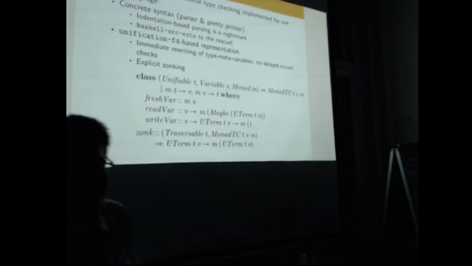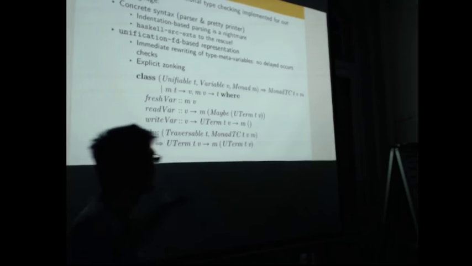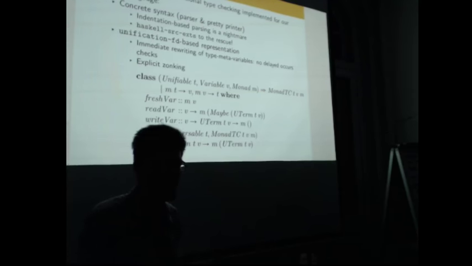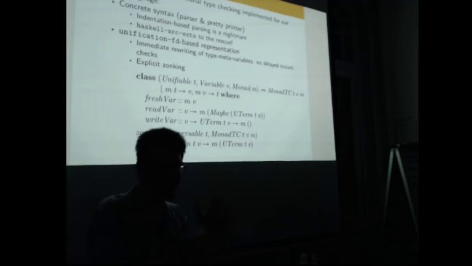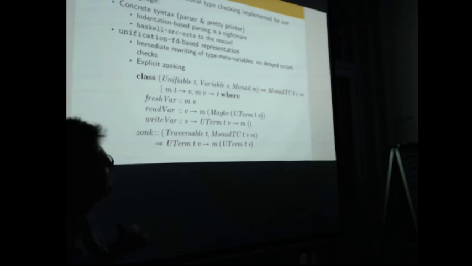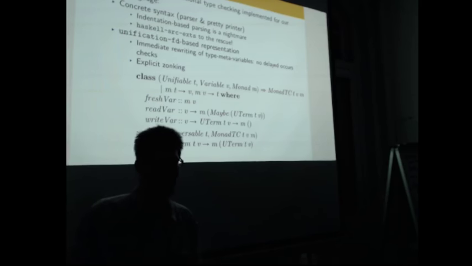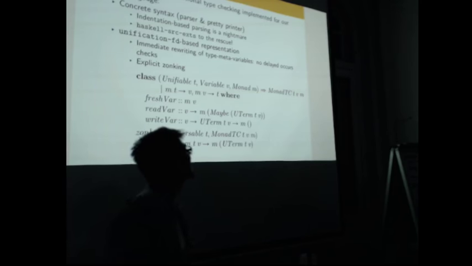As for the actual representation of types and unification, it uses unification-fd, which is a package on Hackage. It's for this kind of thing, but even that didn't exactly work out. It's based on that, but I have to use only half of it and re-implement the other half myself. The big difference is that I needed immediate writing of the meta variables.